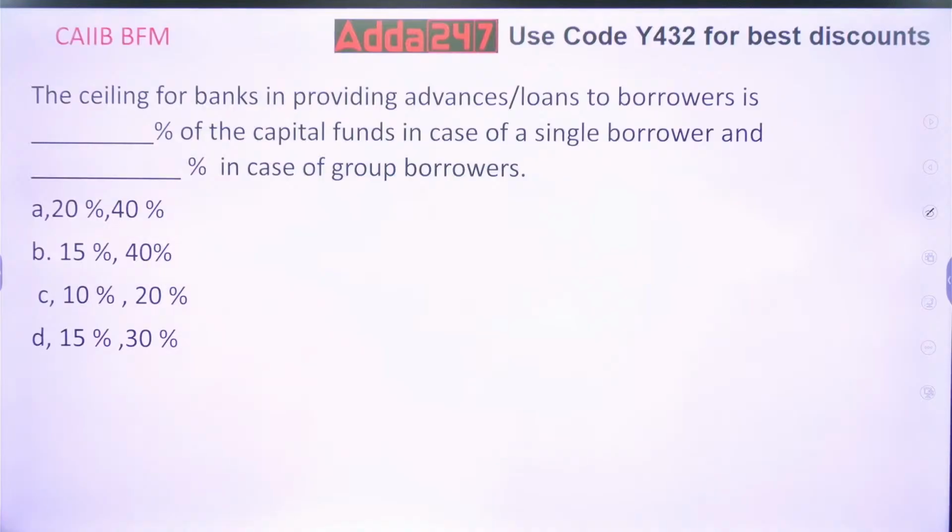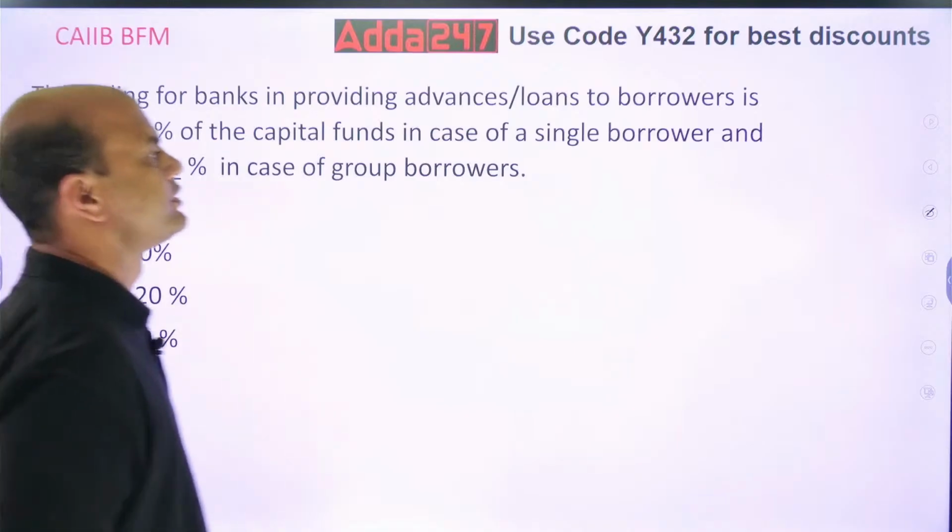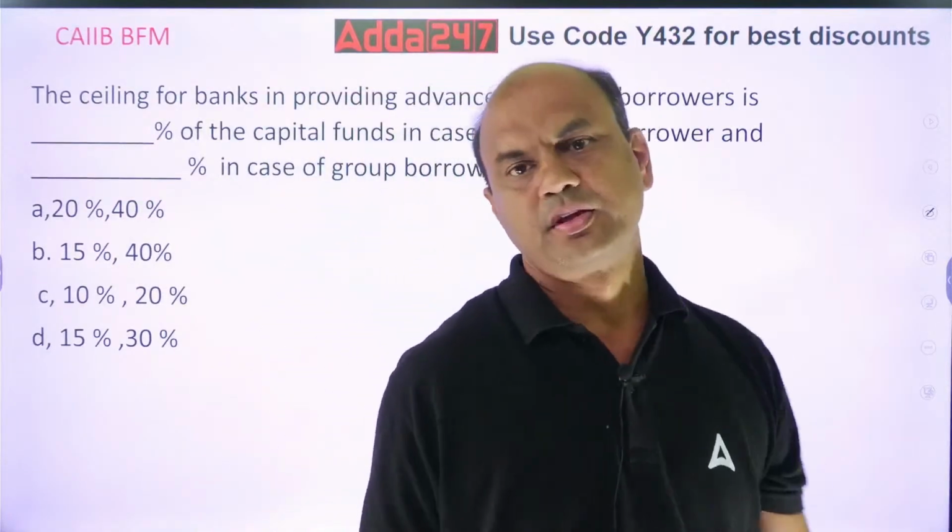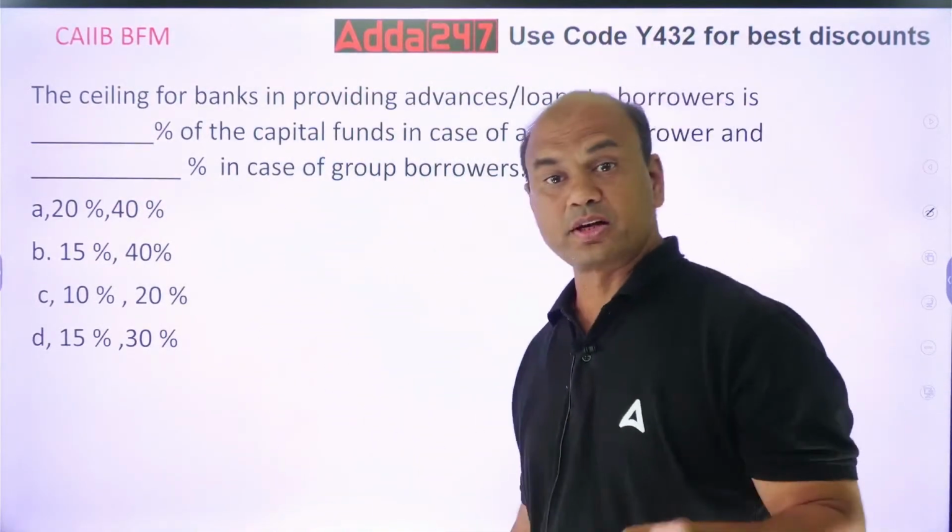The ceiling for the banks for providing advances or loans to the borrower is dash percentage of the capital funds in case of single borrower and dash in case of group borrowers. So now, what is the answer for this? Think. So the answer for this is, say this, for single borrower versus the group borrower.